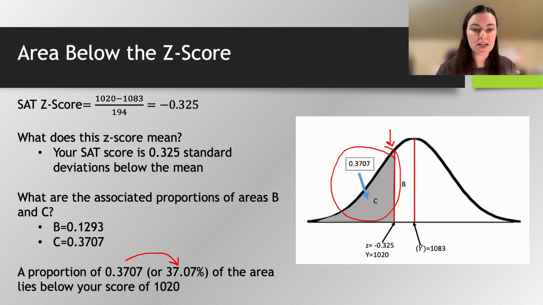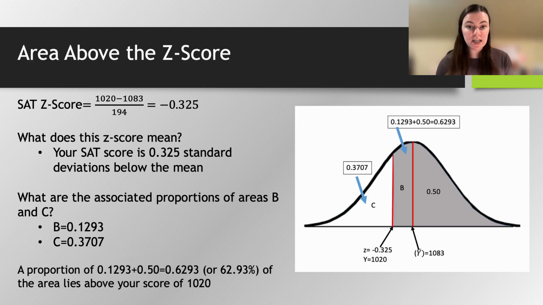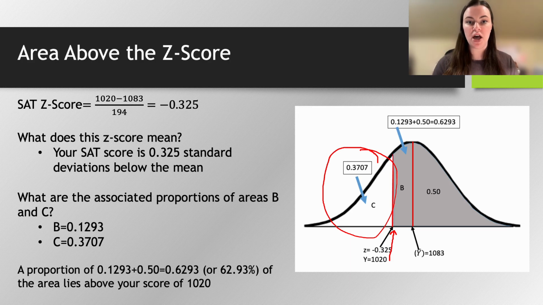So now we can use the information from area C to help us calculate our overall percentage about the area above this as well. Let's take a look at that. On the previous slide, we determined that 37.07% of test takers did worse than us. And that was area C right here, because remember, this is where our score of 1020 is coming into play. There's a couple of different ways we can go about figuring out the percentage of test takers that did better than us.